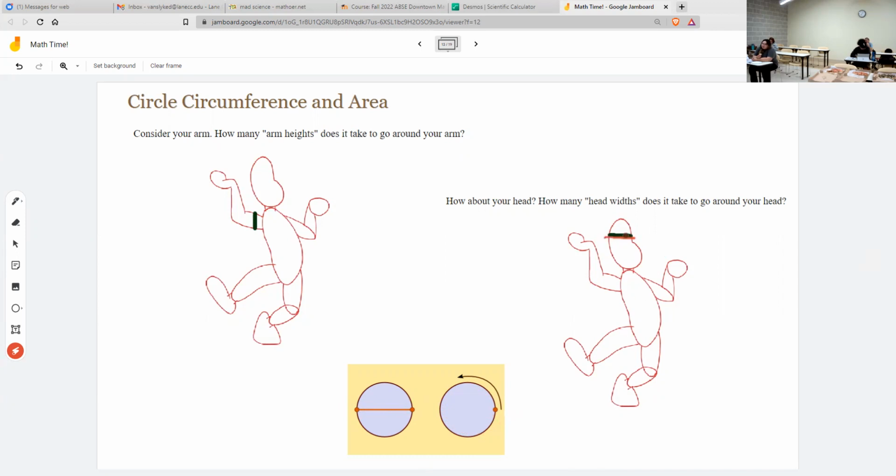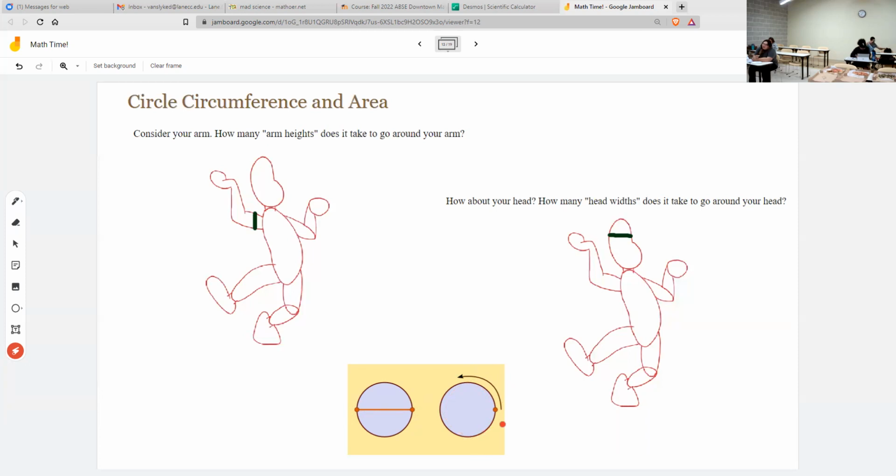Or if we went ear to ear, how wide is your head? How many of those widths from ear to ear does it take to go around your head and make a headband? It was 1, 2, 3, and a little bit more. And heads and arms aren't circular.